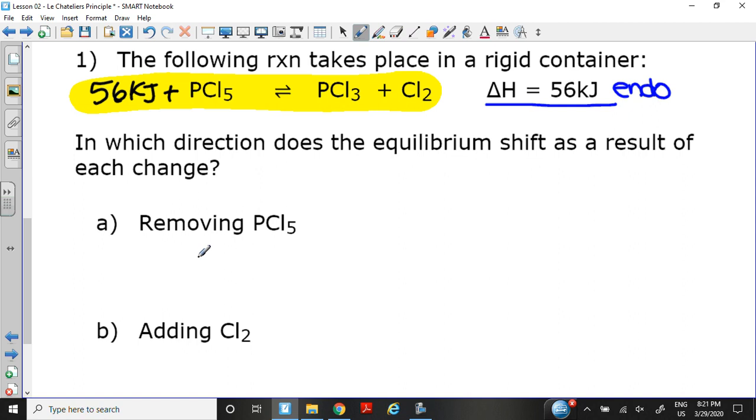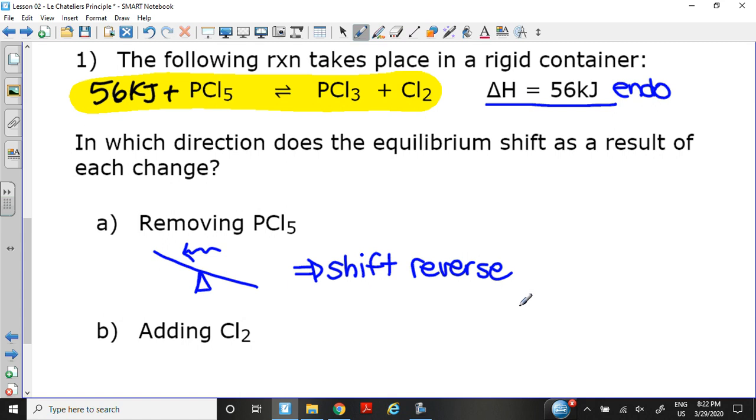So what happens here? What if I remove some PCl5? PCl5 is a reactant. If we use our analogy of the seesaw, we have less on our reactant side. So here my seesaw looks like this. If I want it to return to be balanced or parallel to the ground, I know that my equilibrium has to shift backwards. It's got to push that seesaw down so that it gets parallel back. So here I know my equilibrium is going to shift in reverse or to the left.